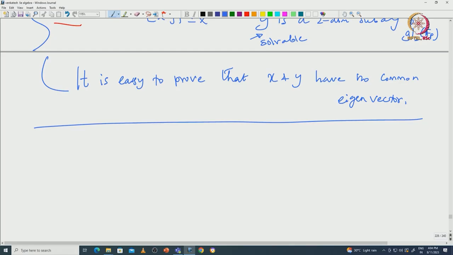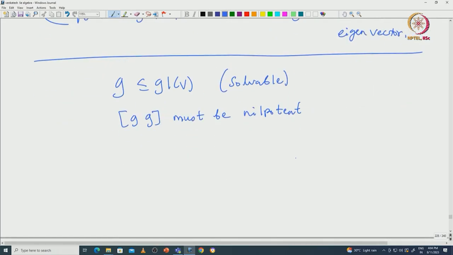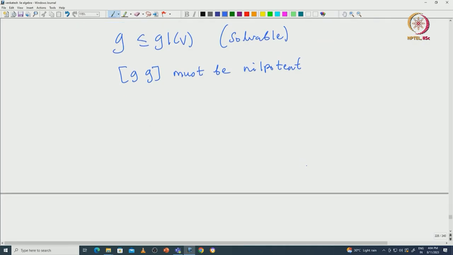So, that indeed proves that if you take g, a solvable linear Lie algebra, then the derived algebra must be nilpotent. This is a very interesting consequence of Engel's theorem, and it somewhat characterizes all solvable Lie algebras. So, here is the theorem, an easy consequence of Lie's theorem. If you take g, it is solvable if and only if the derived algebra is nilpotent.